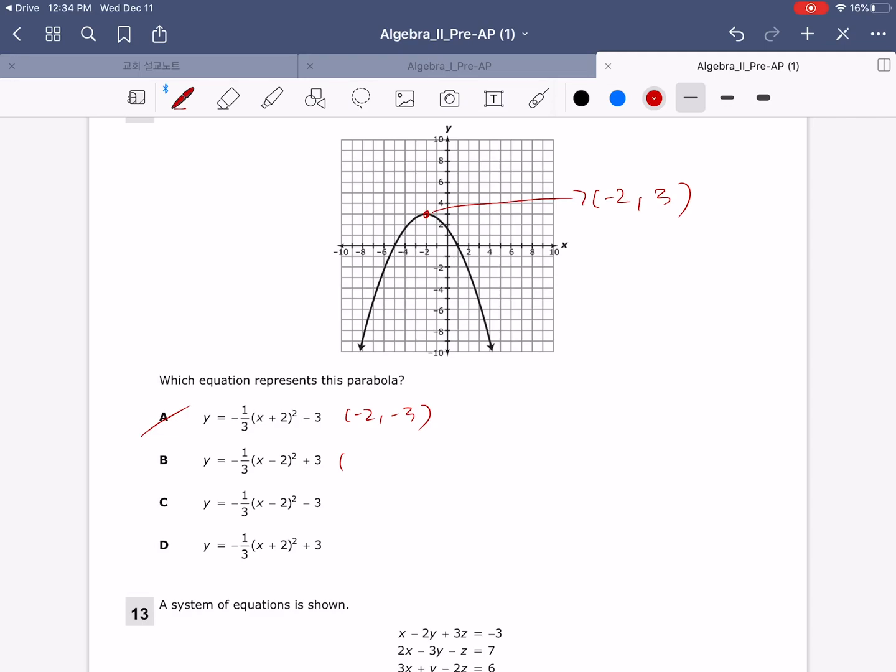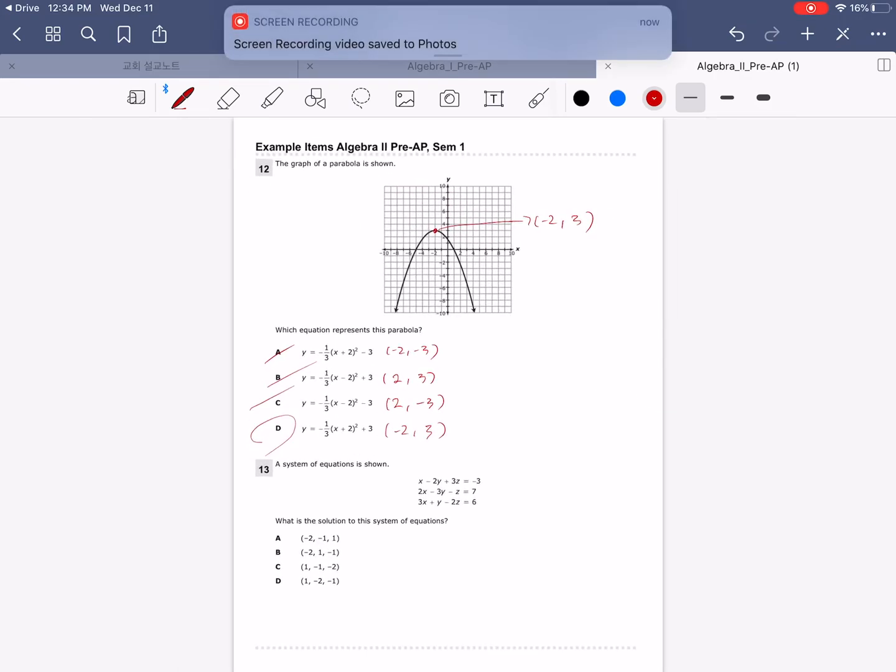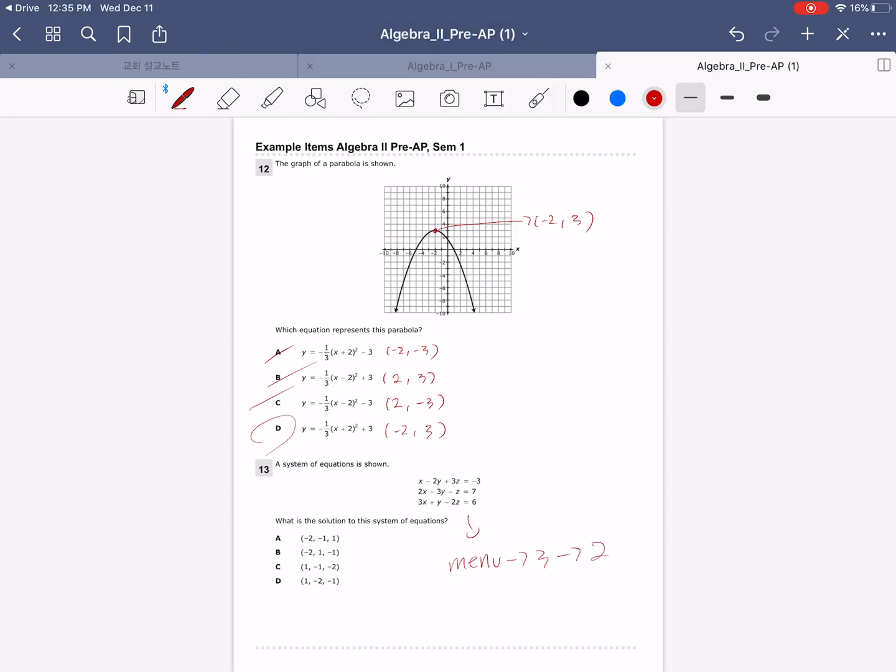This one has +2, 3. That's not going to be the answer. This one is +2, -3. That's not going to be the answer. This one has -2, 3. That's the answer. This is easy. This is an Algebra 1 question. Do you have any question about question number 13? I hope not.